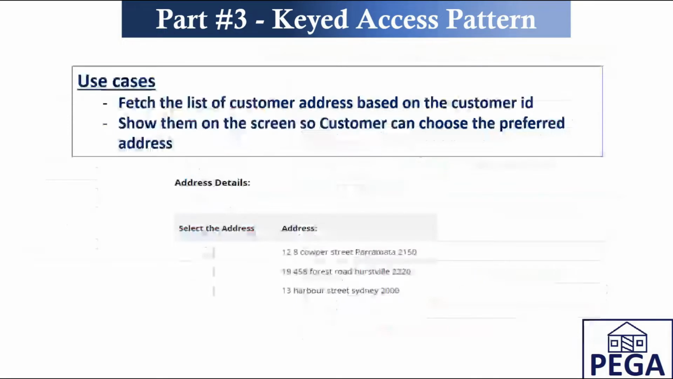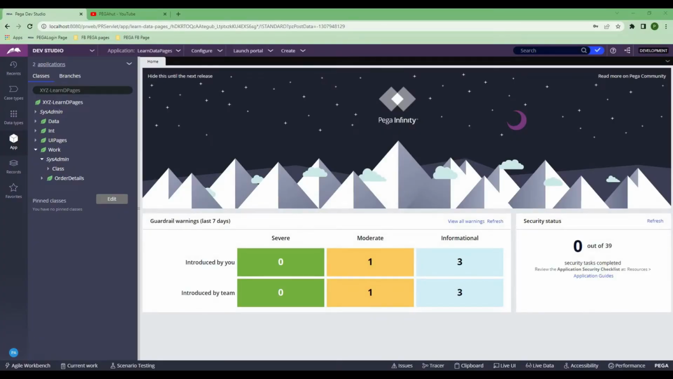Now, the next slide is where I have defined the use case. Basically, the use case is I need to fetch the list of customer addresses based on the customer ID provided, so that the customer can choose the preferred address for delivery. So without any further delay, let's get into the practical mode so that we can understand more about the keyed access database pattern.